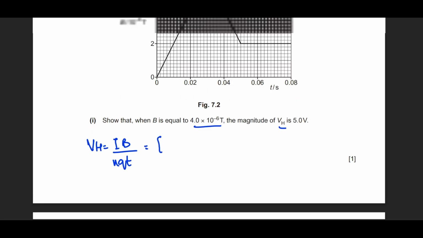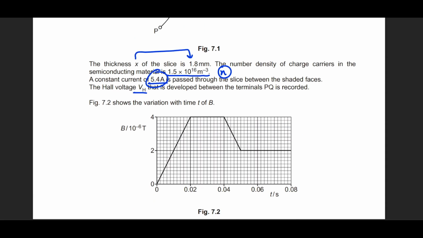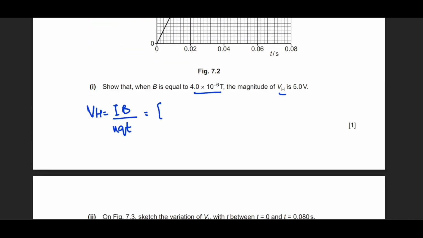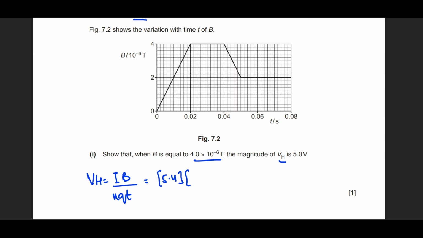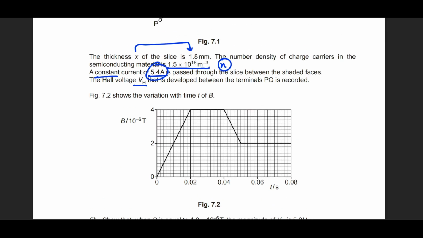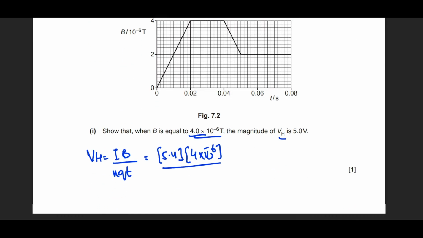So the current at that point, or the maximum current, is 5.4 because it's a constant current. So this will be 5.4. The value of B, maximum shown as 4. He says when it is 4, divided by charge carriers, which is 1.5 power 16.